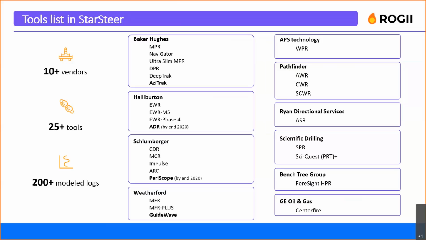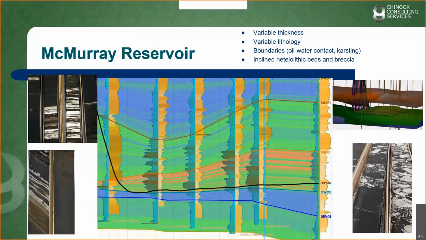In StarSteer, we support a huge list of tools and vendors, with more than 10 vendors and more than 25 tools. On top of standard resistivities, we added the capability to run the forward modeling of azimuthal deep resistivity tools such as AziTrack by Baker Hughes and GuideWave by Weatherford. We're planning to add Periscope and ADR tools by the end of this year. So I'm passing the presentation to Kaylin for the actual showcase. All right, thank you, Sergey.